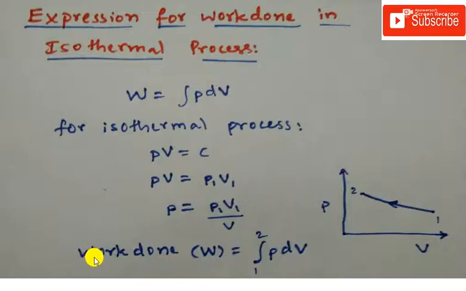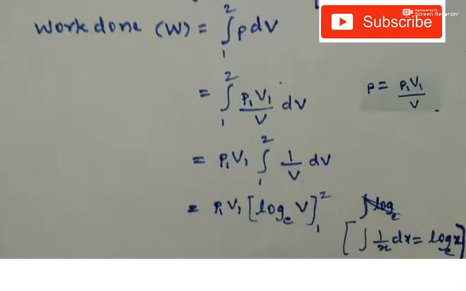and write the work done formula for the isothermal process from 1 to 2. If you write that, work done W is equal to the integration from 1 to 2 of P dV, and see here, in the place of P we can write P1 V1 by V. From this equation PV is equal to P1 V1, and from that we can write P is equal to P1 V1 by V. So in the place of P write P1 V1 by V into dV, and see here P1 V1 are the pressure and volume of the system at the place 1.